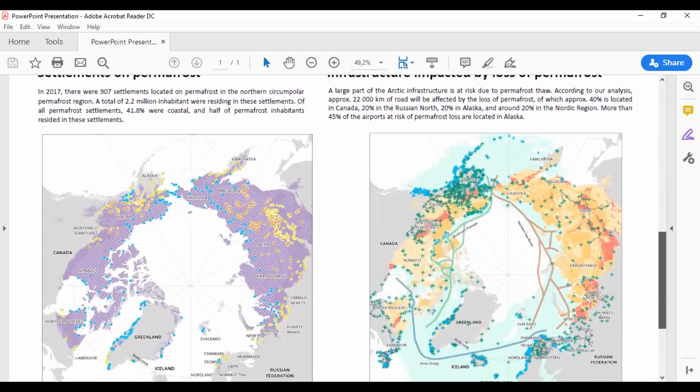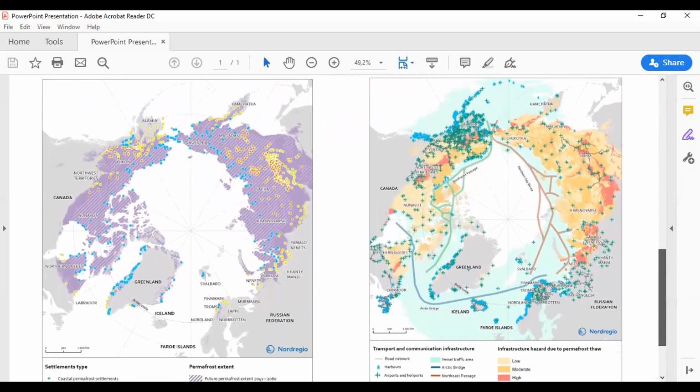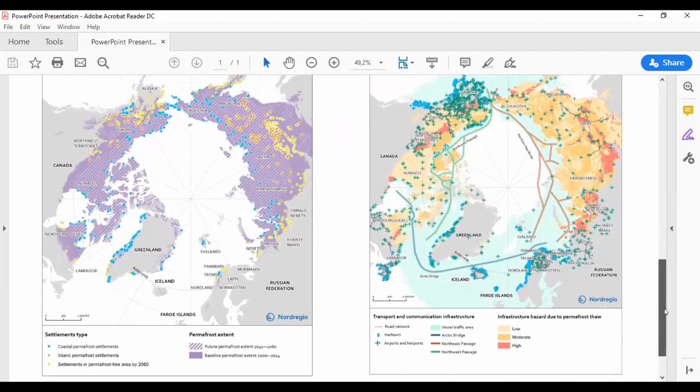So on this first map here, you see the localization of settlements in the Arctic. The blue dots represent the coastal settlements on permafrost. The red-orange dots represent inland permafrost settlements, and the green ones represent inland settlements as well that will no longer be on permafrost by 2060. And as I said, approximately half of these settlements will not be on permafrost anymore.